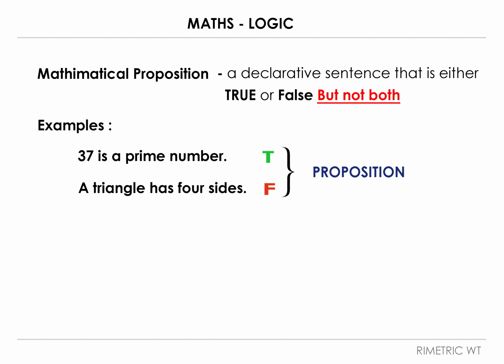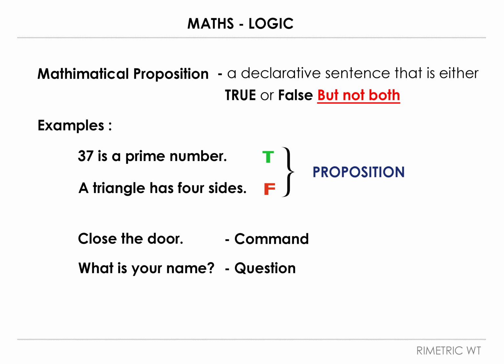But what about close the door or what is your name? These are commands or questions. They don't assert that something is the case. So my brain likes to think about these as non-propositions because they don't have a truth value.